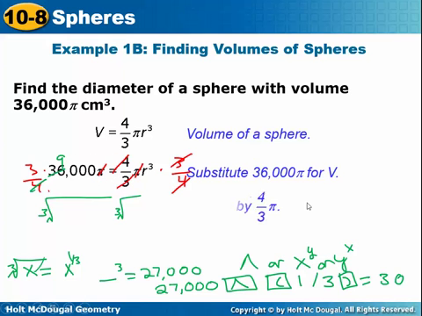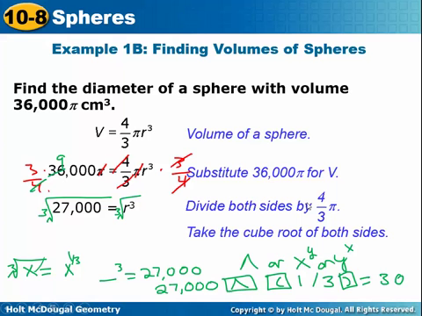Go back here. So anyway, we get 30 is equal to r. However, they didn't want 30. They didn't want the radius, I mean. They wanted the diameter. The diameter is twice the radius, so then it would be 60.